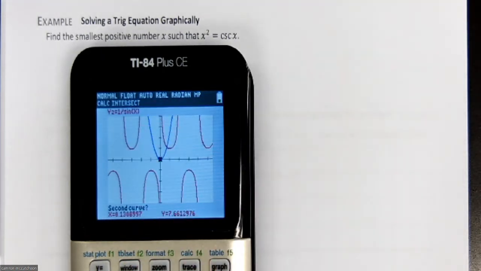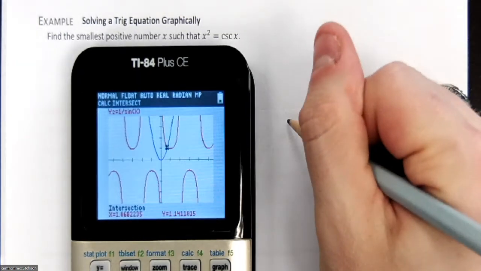So I know the cursor is somewhere on the red curve now, so I'm going to say, yeah, that's it. I hit the right arrow. Oh, you can't see the right arrow. I was pointing at it. I hit the little right arrow, which I'm going to hit a couple times now to move the cursor closer to where I think the answer is. That's pretty close. About 1.068. And honestly, that's all we do for this question.